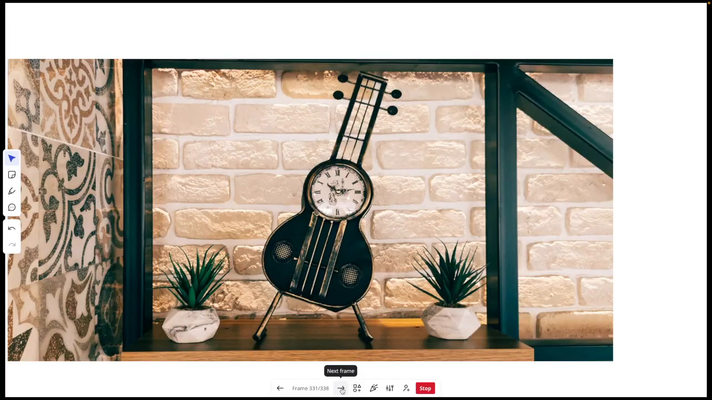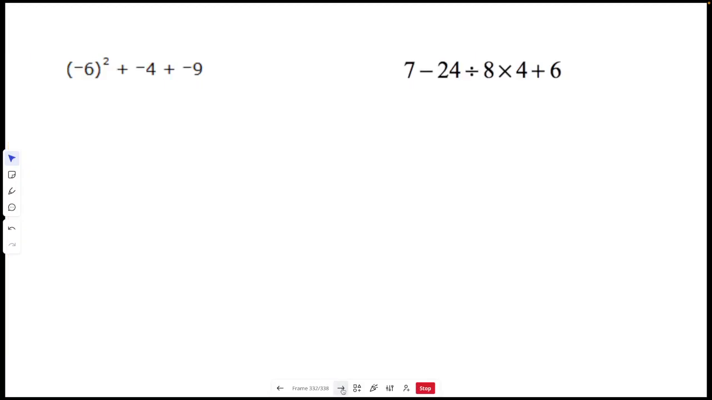Here is our cool clock for today, which means that it's time for you to practice what you just learned. So go ahead and pause the video and try these two problems that are up on the screen. And when you're ready to check your answers, go ahead and unpause the video.